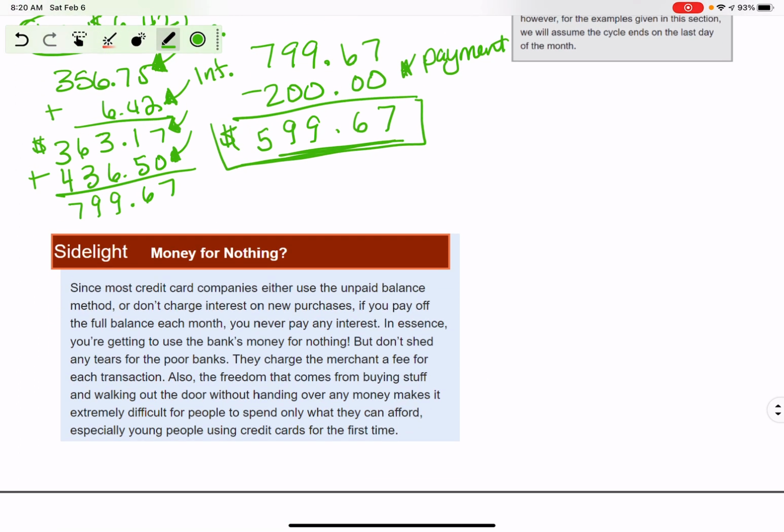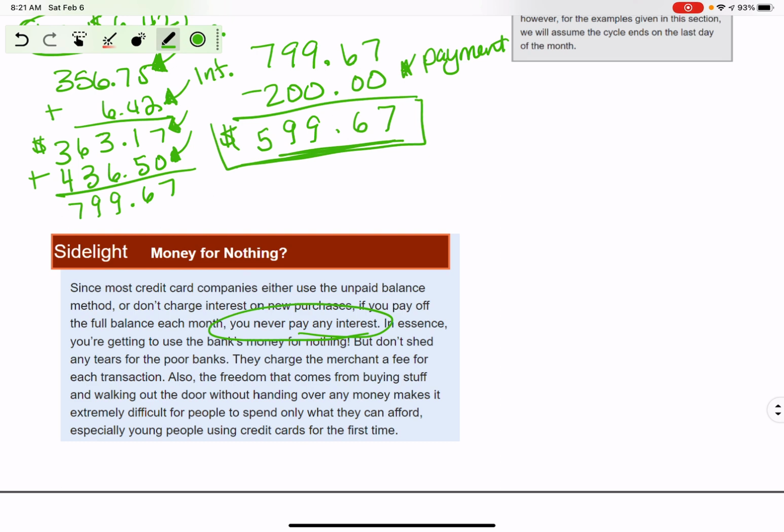Just a little sidelight. Since most credit card companies either use the unpaid balance method or don't charge interest on new purchases, if you pay off the full balance each month, you never pay any interest. In essence, you're getting to use the bank's money for nothing. But don't shed any tears for the poor banks. They charge the merchant a fee for each transaction.